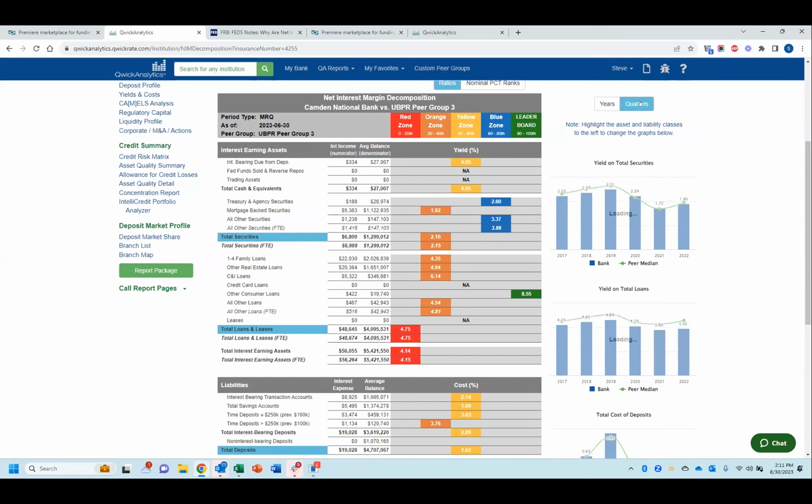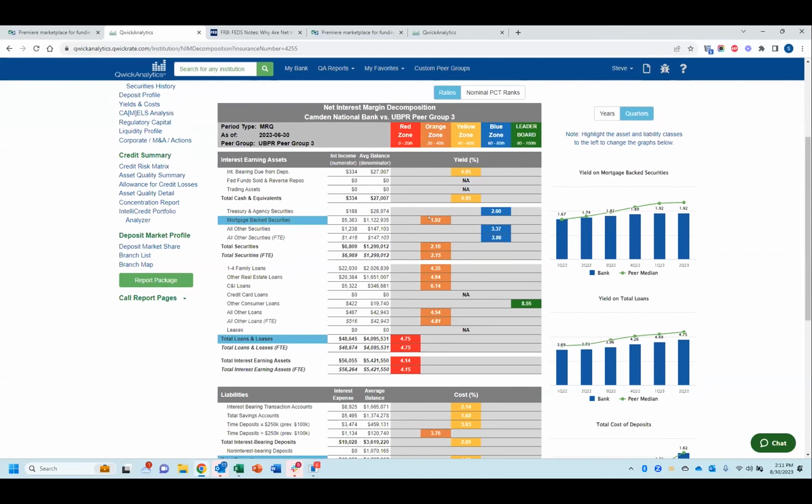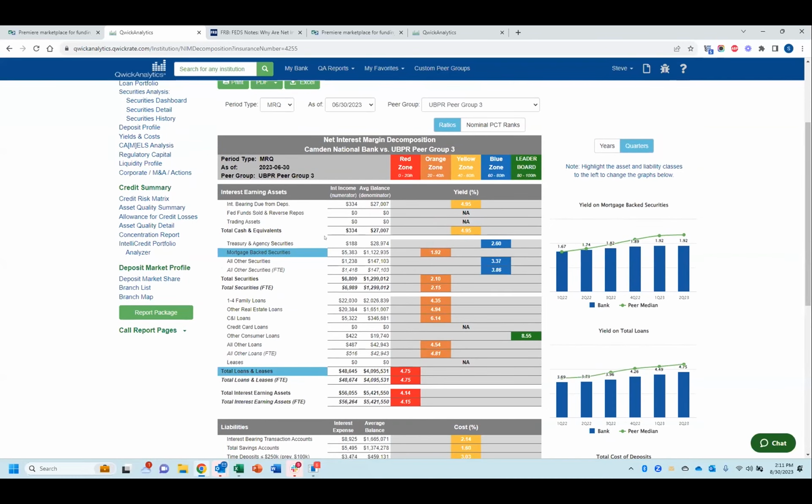And if I change it from total securities to just MBS, you'll see that now we're looking at the yield on MBS. So it's an interactive type page here where you get to see your numerators, your denominators, your annualized yields or costs. And we also are comparing it to the peer group. So you see here their yield on mortgage-backed securities in the second quarter ended June 30th was 1.92%. Why is it orange? Because it's in the 20th to the 40th percentile compared to the peer group, meaning that they have a slightly below median yield on their mortgage-backed securities.